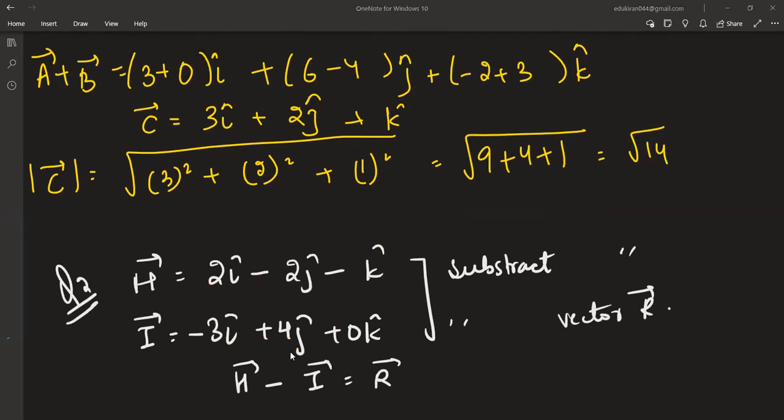Yes, send me the solutions of this. Not the solution, the complete answer. Just R. Just tell me R. Don't tell me the magnitude. Just the vector R. All of you, quickly.